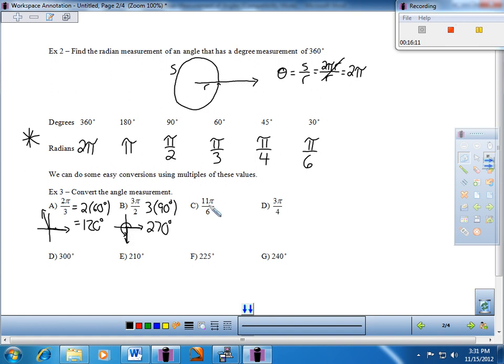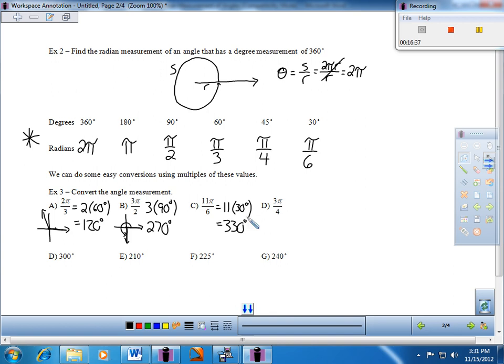Letter C, 11 pi over 6. Each of those pi over 6s is 30 degrees, and so I have 11 30s. And 11 times 30 would be 330 degrees. So you can see 11 pi over 6 is a quadrant 4 angle.